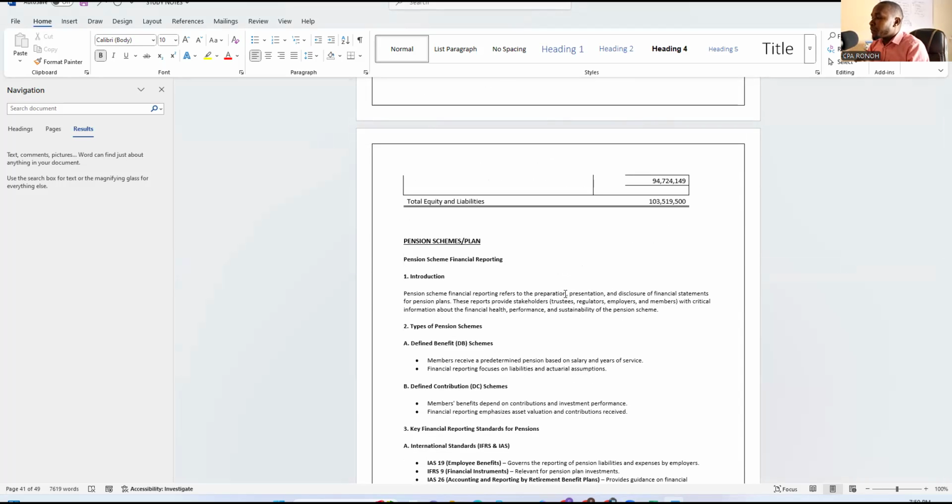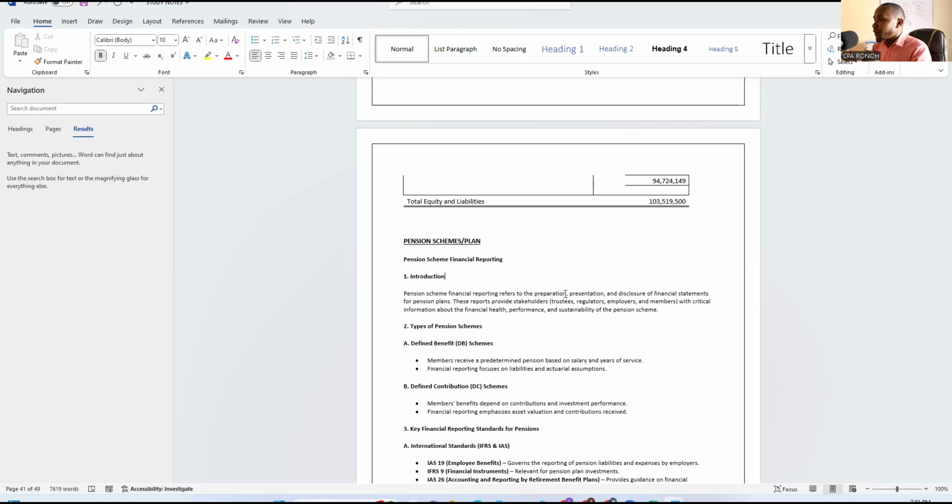So these reports provide the stakeholders. Remember, stakeholders is an umbrella name, which includes the trustees, maybe the regulators of the pension plans. We have the employees and members. So all those parties, either contributors or the ones who manage that pension scheme, we call the stakeholders. In any financial year, they have to provide us the financial reports so that we check the financial health, performance, and sustainability of this scheme.